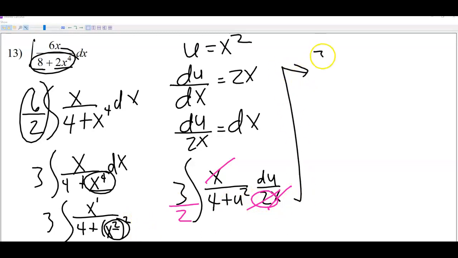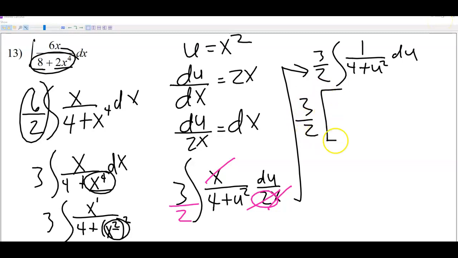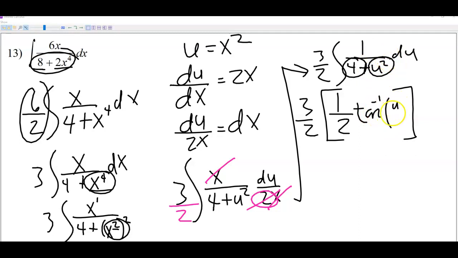So now I'm looking at this: 3 over 2 integral 1 over 4 plus u squared du. Now it's arctangent ready. I've got a 1 in the top, I've got 2 squares in the bottom, and we're ready to go. So here we go, 3 over 2. And for arctangent, we do 1 over a, and a is the square root of that number. And then the square root of this number over the square root of that number, plus c. And we do need to multiply straight across here to get 3 over 4.